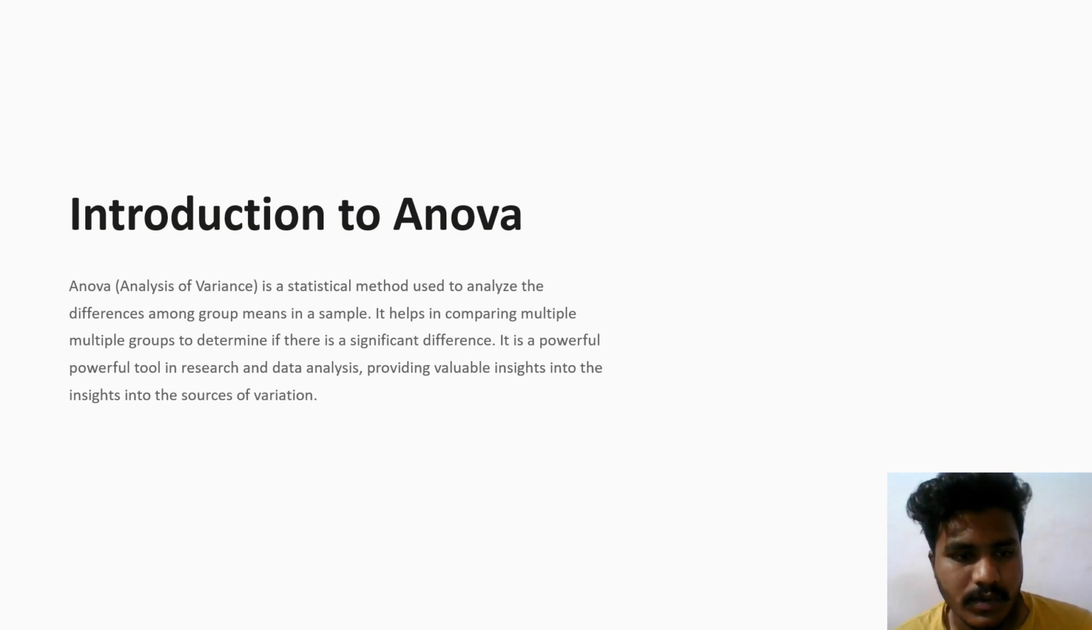Firstly, introduction to ANOVA. ANOVA is a statistical method used to analyze the differences among group means in a sample. It helps in comparing multiple groups to determine if there is a significant difference. It is a powerful tool in research and data analysis, providing valuable insight into the sources of variation.